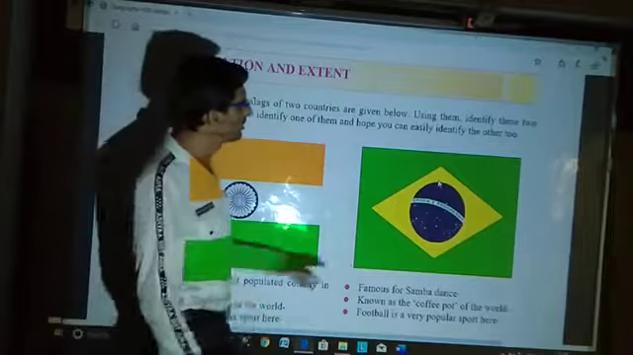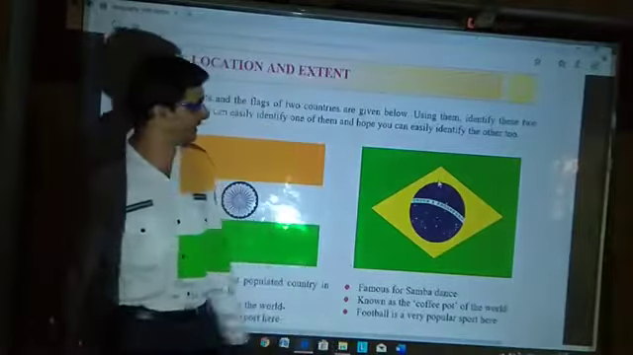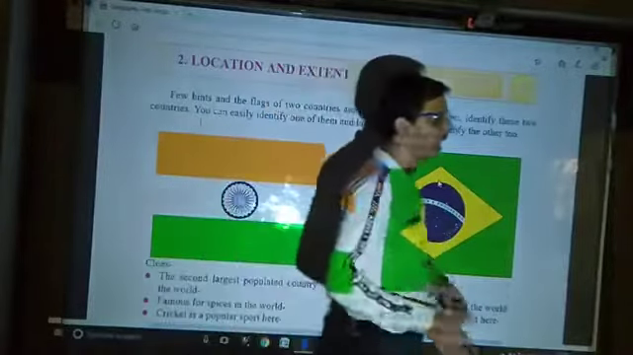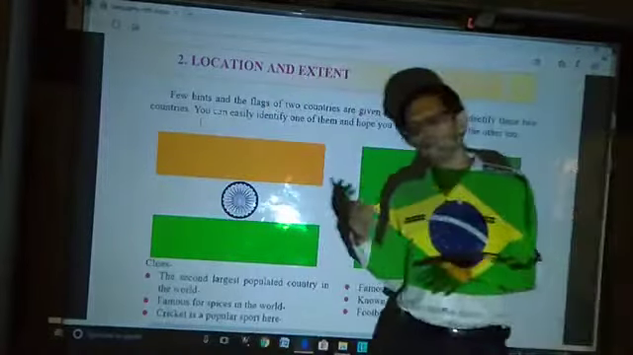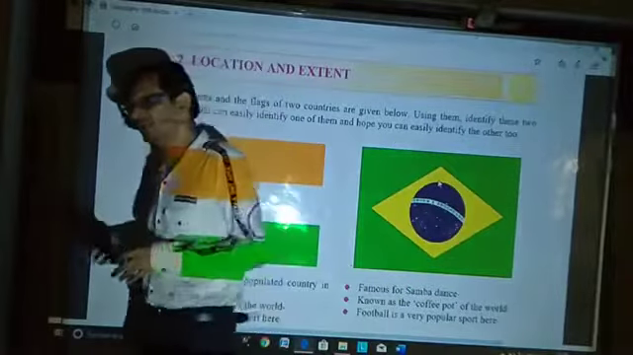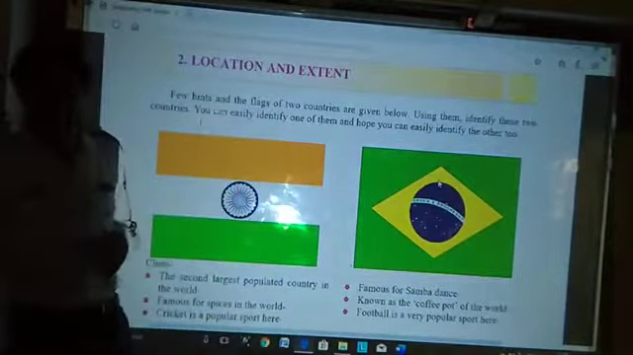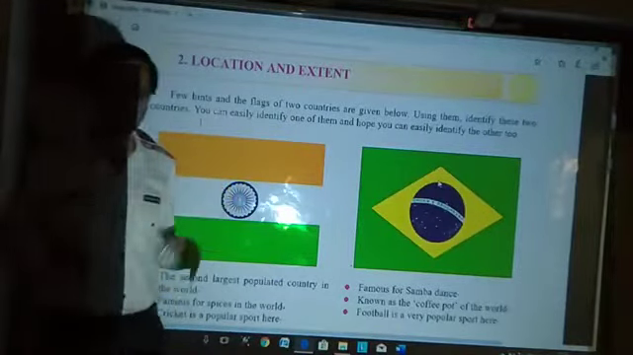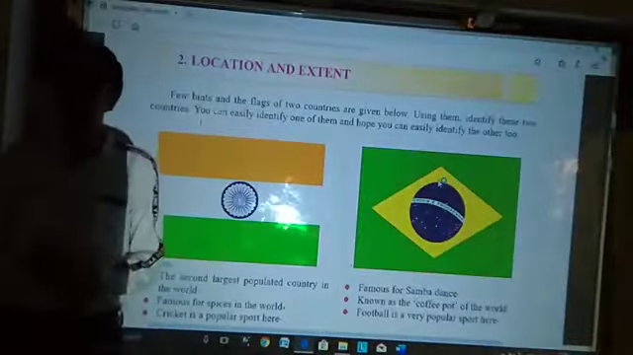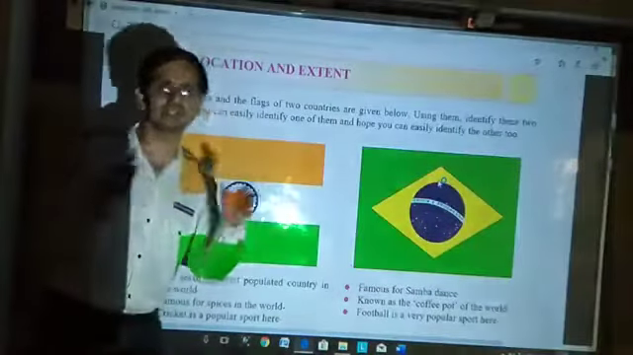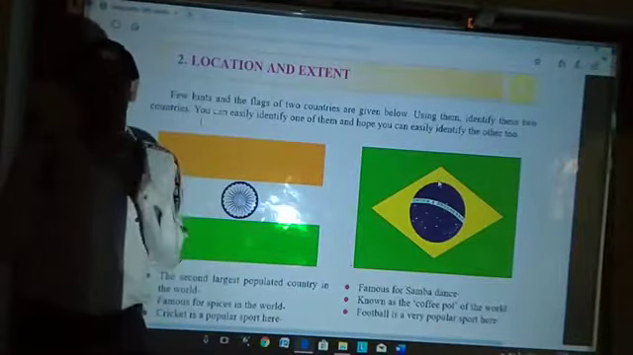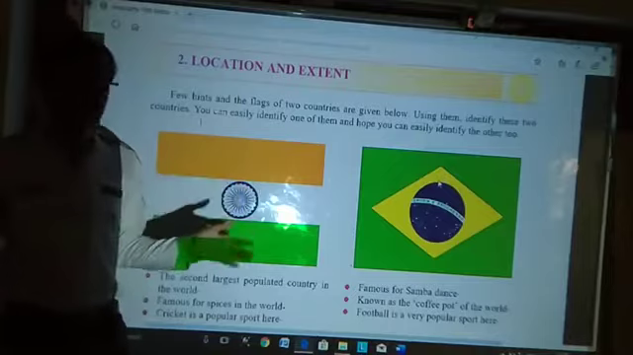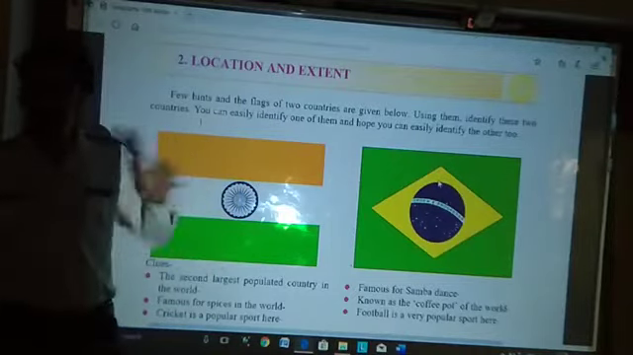Now we will go to Brazil. The first clue given for Brazil is famous for samba dance. When Brazil holds a carnival festival every year, they indulge in samba dance. Samba dance is very famous. Like we have Kathakali and Bharatanatyam, they have samba dance. So samba dance is famous all over Brazil. You may call it the national dance of Brazil. It is not a hard and fast rule, but this is the reality that Brazil is famous for samba dance.